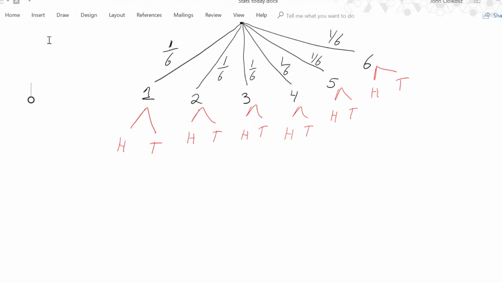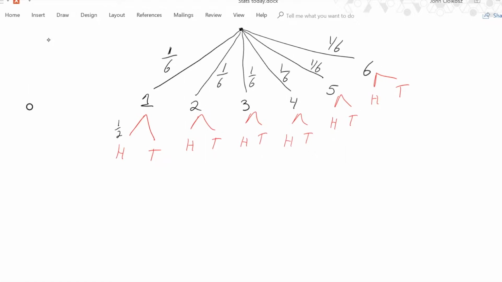Now, when I flip a coin, what is the chances I get heads? 1 out of 2, right? Only 2 possible outcomes. So for each of these, we would have 1 out of 2.